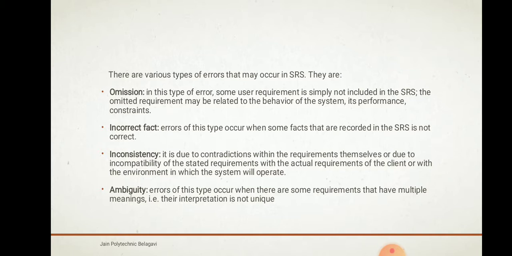Next is incorrect fact. Error of this type occurs when some facts that are recorded in the SRS are not correct. They are present in the SRS, but whatever is recorded is not correct. Inconsistency is due to contradictions within the requirements themselves, or due to the stated requirements conflicting with the actual requirements or with the environment in which the system will operate. So it may be the incompatibility of the stated and actual requirements.